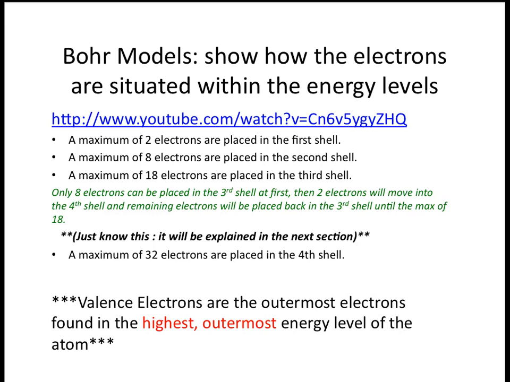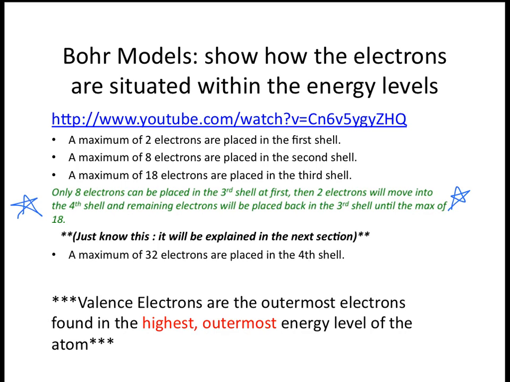When we are in the third energy level, though, not all 18 electrons are in the energy level all at once. And so it's going to be important for you to understand that only 8 electrons can be placed in the third shell at first, and then 2 electrons will move into the fourth shell. Any remaining electrons will be placed back in the third shell until the maximum of 18 are in place. What I just said might sound a little confusing. I'm going to go through a couple of examples in a few minutes that will show you how to do that. I'm just asking at this point that you just know this, and to let you know that it will be explained in the next section. Once we talk about the dynamics of each energy level, what I just talked about will make sense.